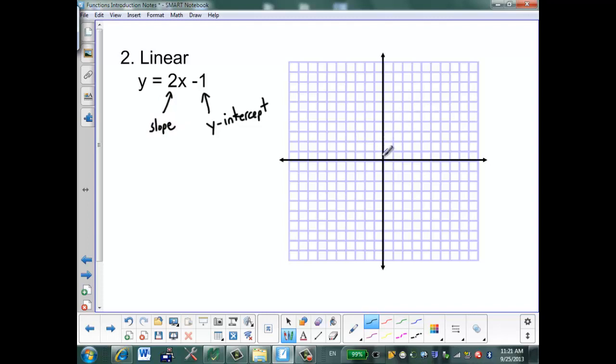So if we start at the y-intercept, y equals -1, that's going to be that point right there. And from that point, we can use our slope. Now we know slope is equal to rise over run. And we know that that is 2 over 1, so we're going to go up 2 over 1, and we can continue this pattern until we have enough points to draw ourselves a line. And as you can see, a linear function always represents a straight line.